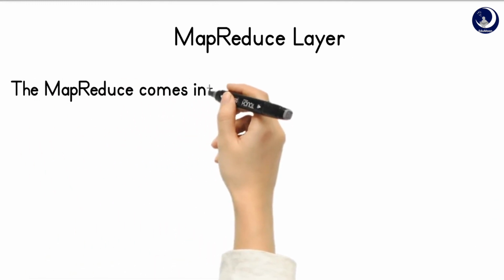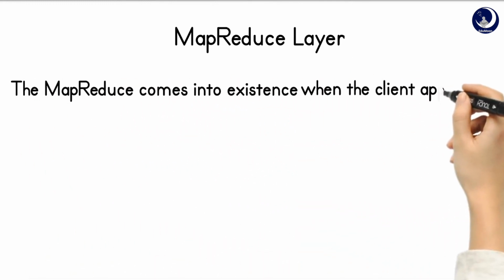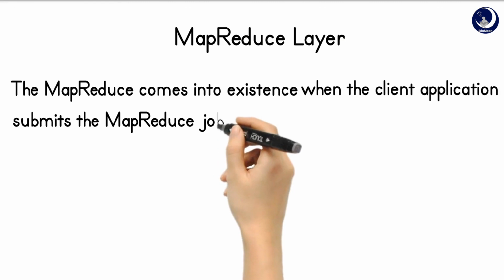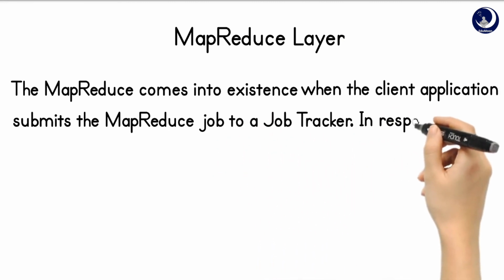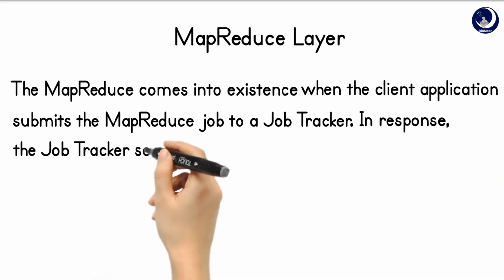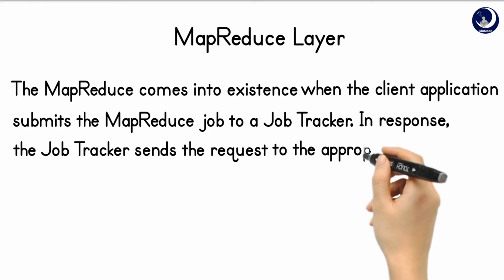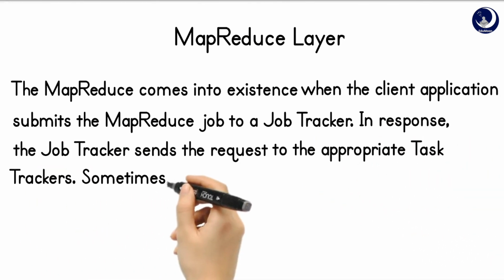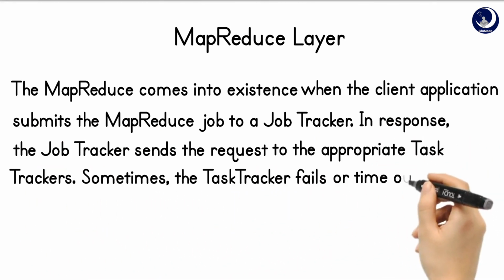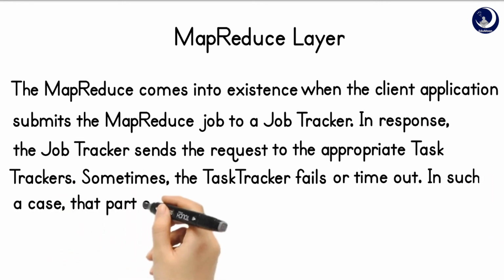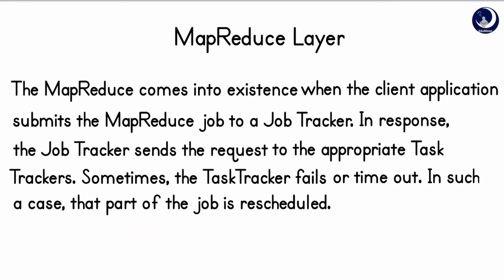MapReduce comes into existence when the client application submits the MapReduce job to a job tracker. In response, the job tracker sends the request to the appropriate task trackers. Sometimes these task trackers fail or time out. In such a case, the part of the job is rescheduled in this layer.